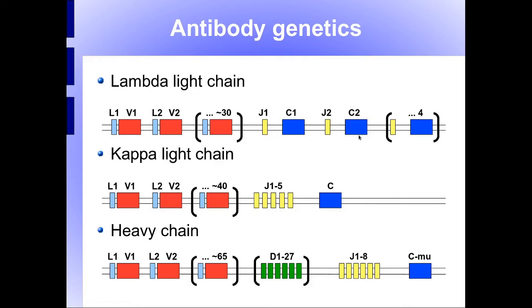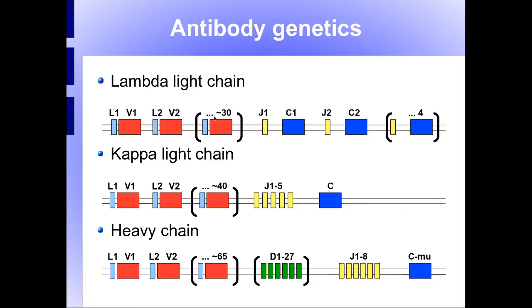What happens is that one of these V segments is chosen at random and coupled with one of these J segments. The V and the J together form the variable part of the antibody, while the following C segment forms the constant part of the antibody. And we'll see that in structural terms in just a minute.